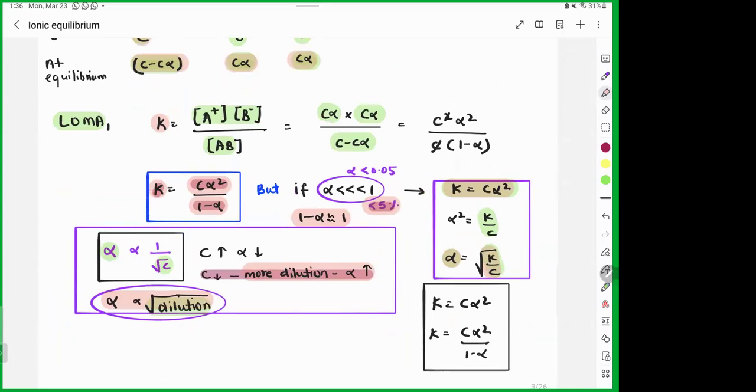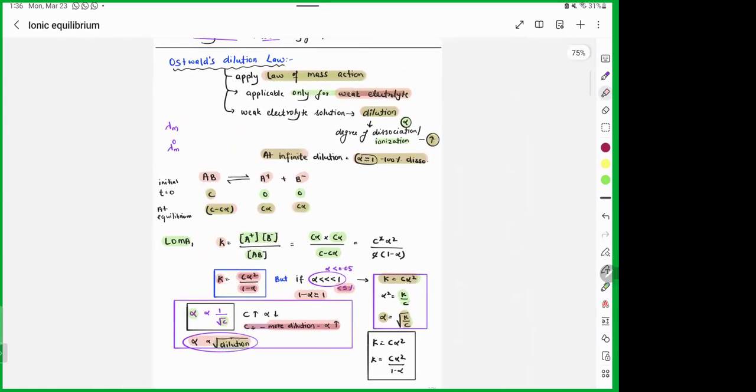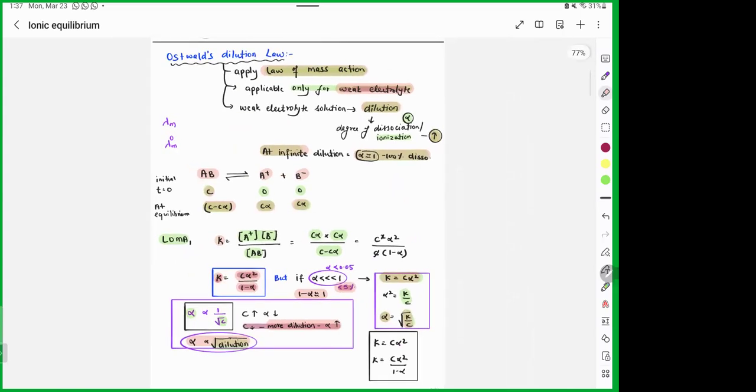No, sir. Read this carefully again because we have so many applications of this Ostwald dilution law in your full chapter of ionic equilibrium. So read this again and ask your question. In the full chapter, we have application of same thing minimum 10 times. So make sure you read 2 times.